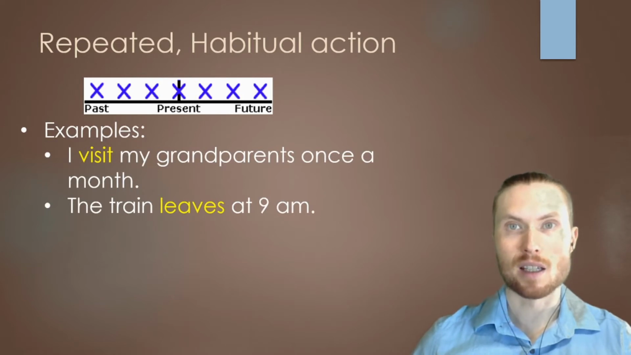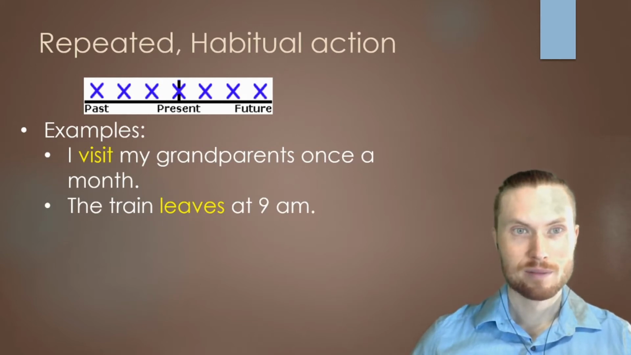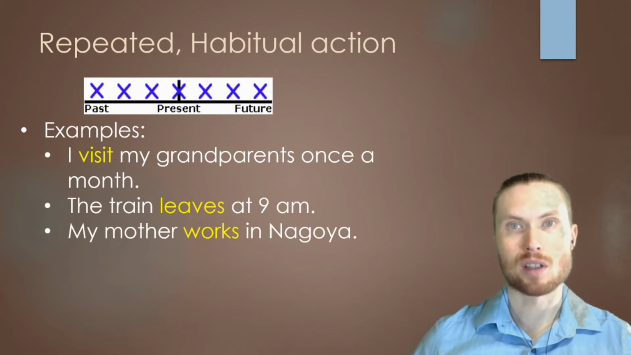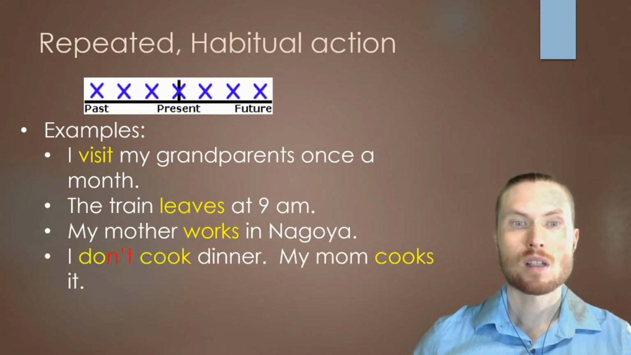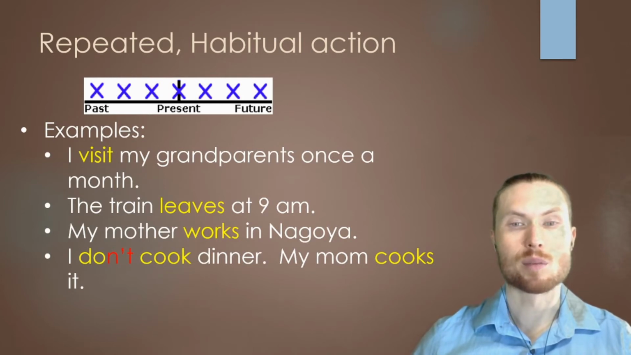The train leaves at 9 a.m. every day. So yesterday it left at 9 a.m. Today it leaves at 9 a.m. and tomorrow it will leave at 9 a.m. My mother works in Nagoya every day. These are examples of habitual action, repeated action. I don't cook dinner. My mom cooks dinner. Always. So here's an example of a negative sentence. I don't cook dinner. But it's still sort of that same idea of a repeated action.